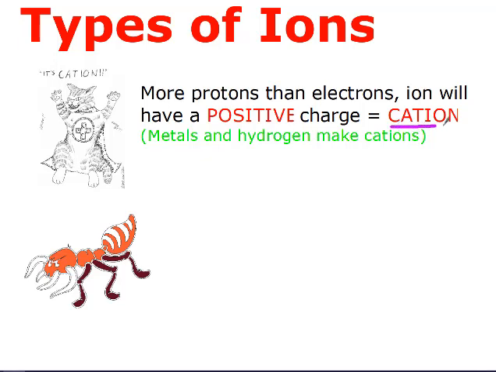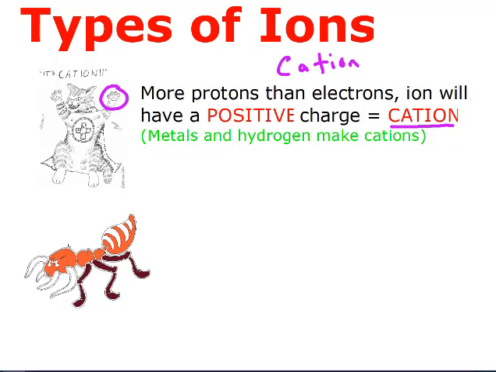So you can remember cation because it has a T, which looks like a plus sign. You can remember cation because cats are good. Or you can remember cation because cats have paws, which make it positive.